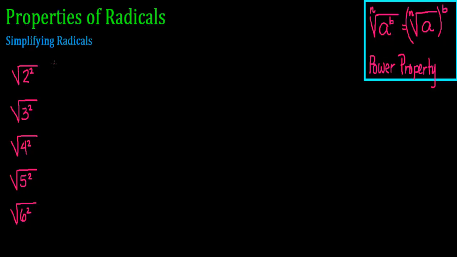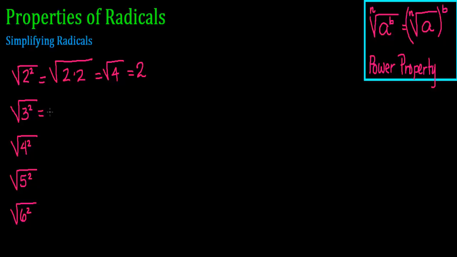In this video, I want to show you how to simplify the square root of squares. Square root of 2 squared is the same thing as the square root of 2 times 2, because 2 squared means 2 times 2. That's the same thing as the square root of 4, and the square root of 4, which is a perfect square, equals 2.